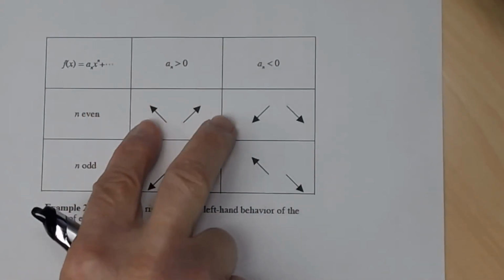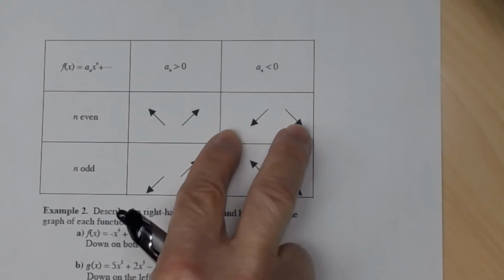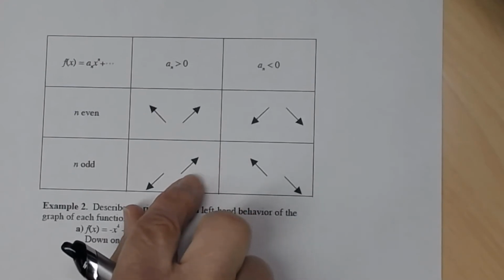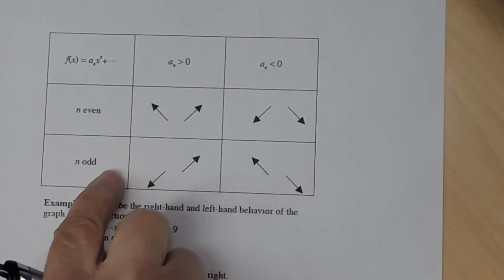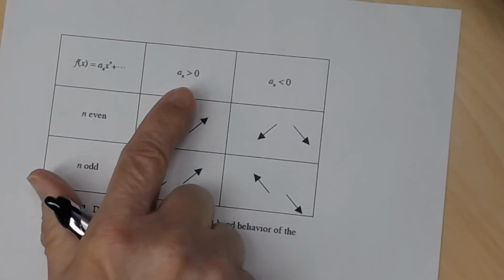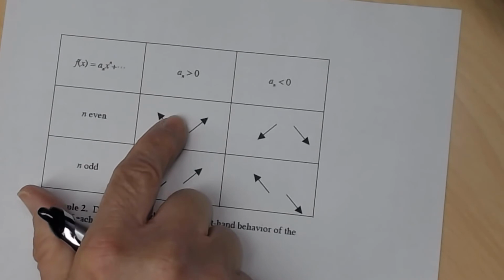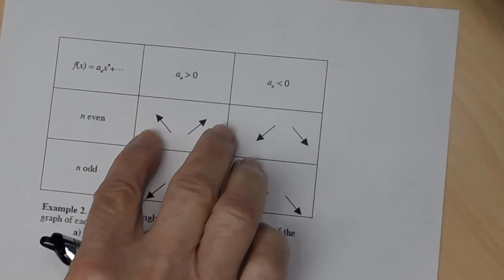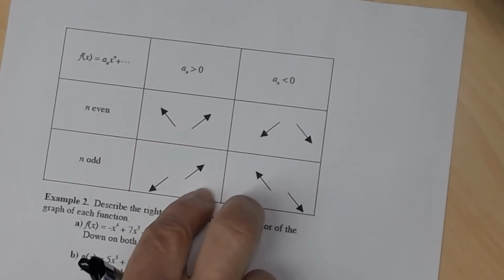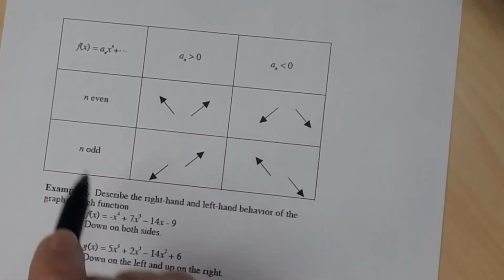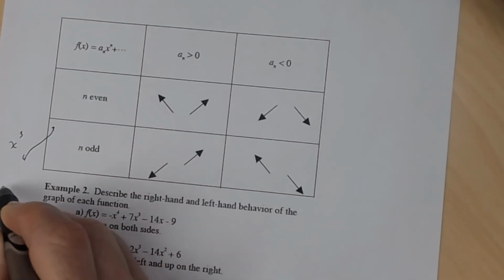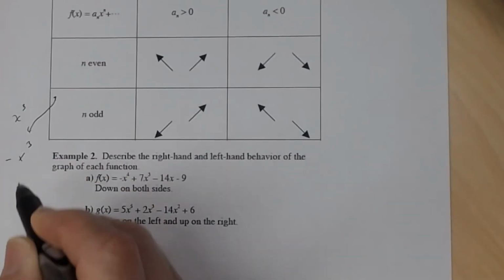If they're both pointing the same direction, then it's what kind of degree? It's even. If on the ends they're in opposite directions, then it's odd. Now, if the leading coefficient is positive, let's talk about even. If the leading coefficient is positive, it's going to rise. If the leading coefficient is negative, it falls. That's the easy kind right here. Let's talk about this one now. For that one, remember, always think about x cubed. For x cubed, it does this. For negative x cubed, it does this.